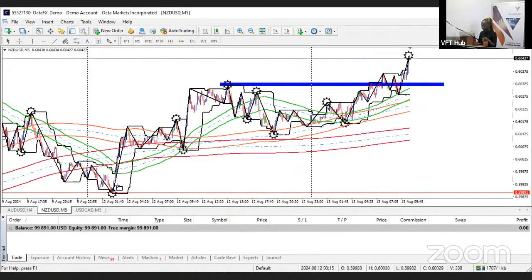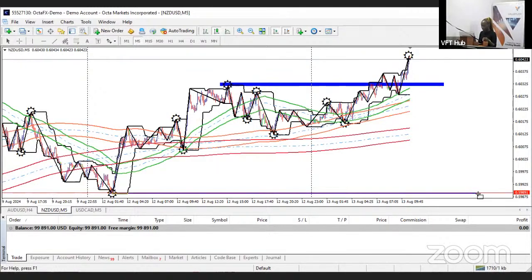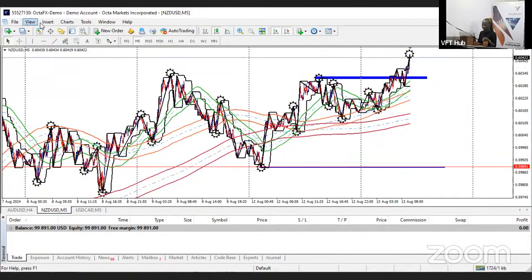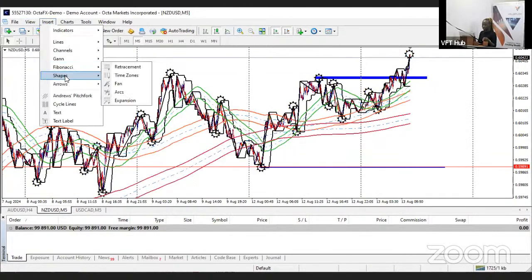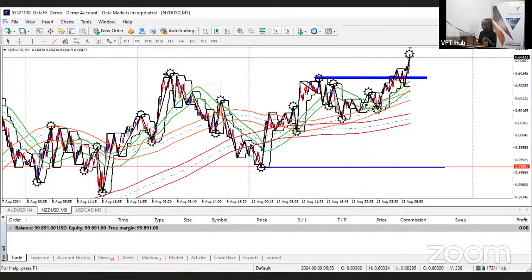All right, so I've drawn out yesterday's high, drawn out yesterday's low. The next thing I'm drawing out is day before yesterday's high, which is very close to it. And then I'm going to draw out day before yesterday's low.